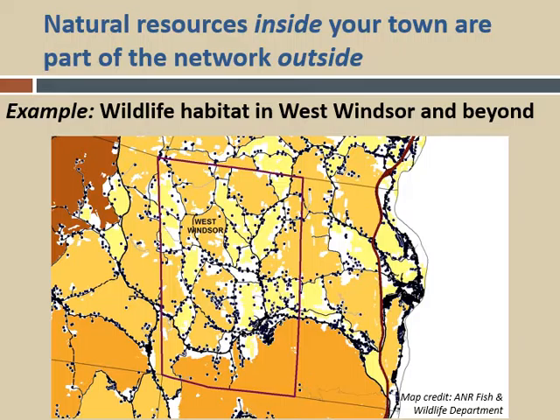Looking at natural resources in your town, and then also looking at how they connect to the surrounding towns, is a way to understand how the puzzle pieces fit together on the land. Let's take this example from West Windsor. The map you see on screen is habitat blocks. Basically, these are large forest blocks. The lighter yellow color show smaller forest blocks, and the darker color show larger blocks.